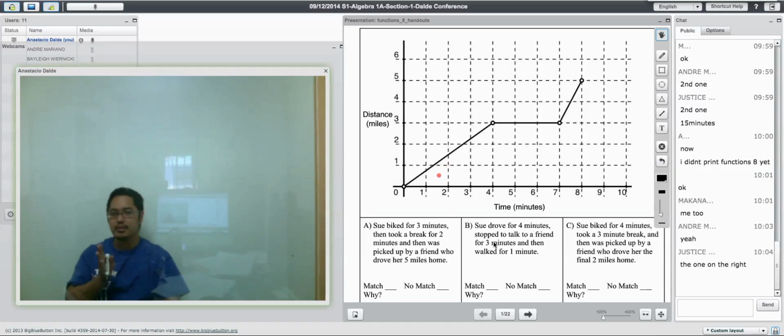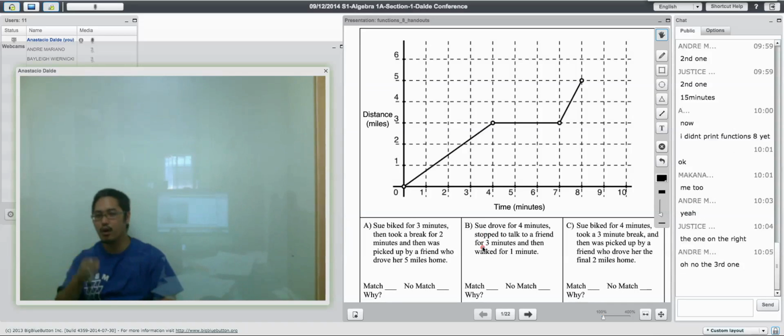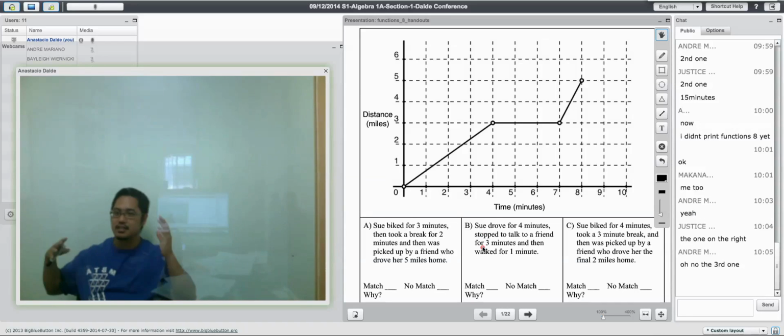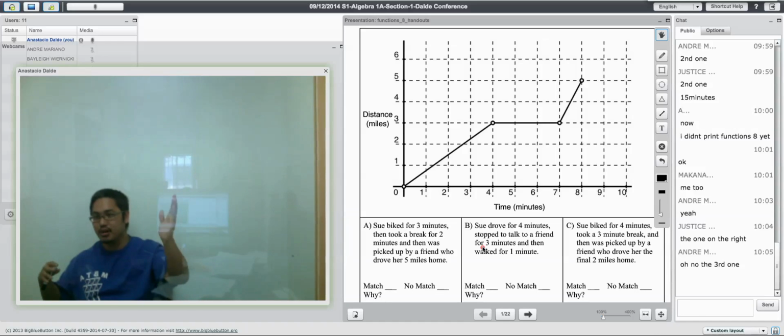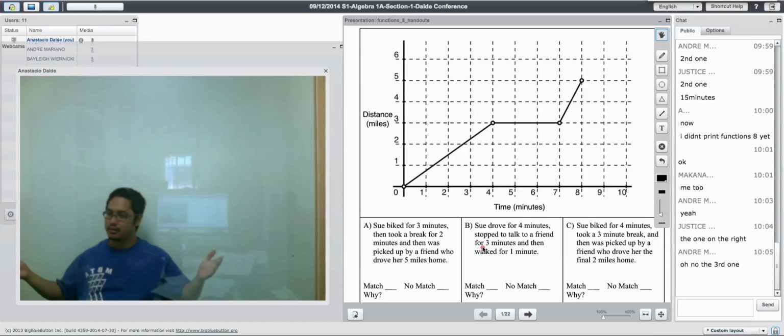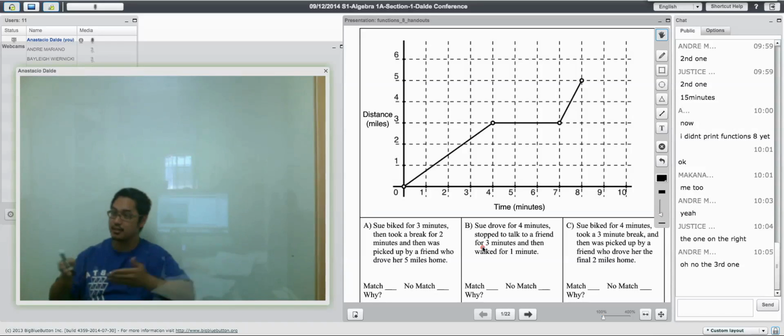So this graph would be correct. The problem is she drove for 4 minutes, she talked to a friend for 3 minutes, and then she walked for a minute. But if the graph is saying that the slope for the 1 minute that she walked is bigger, that means she walked faster than she drove. It's steeper, so she was walking faster than she drove. That's why part B doesn't look correct to me.